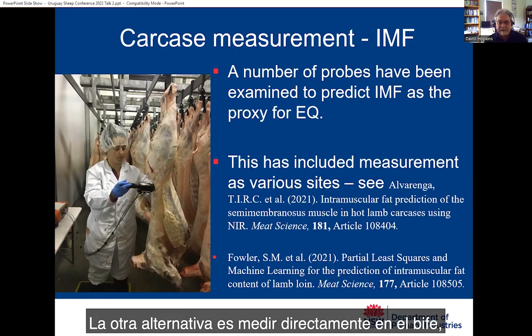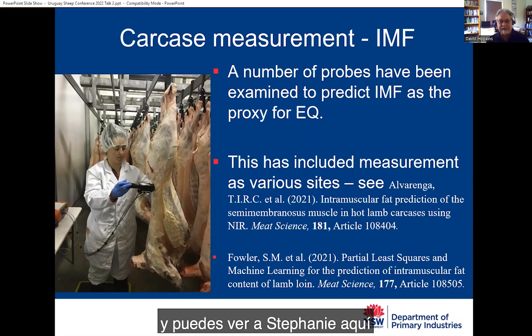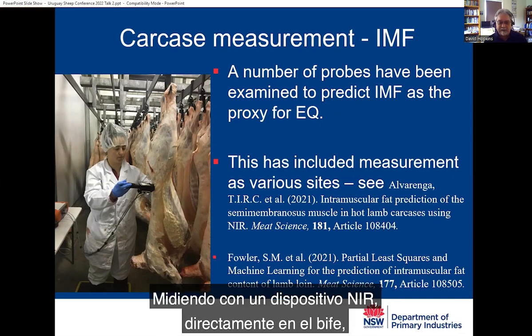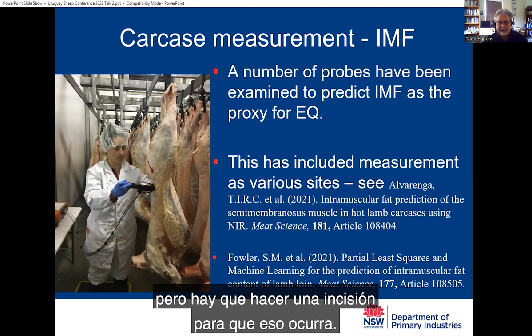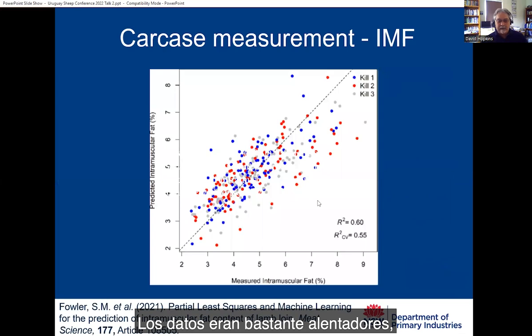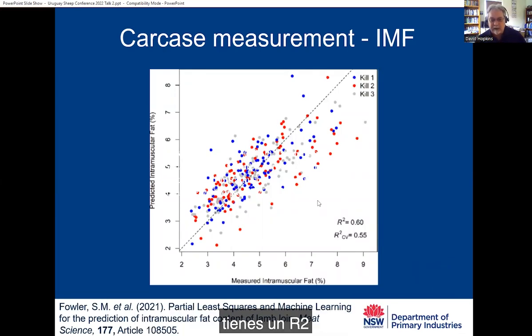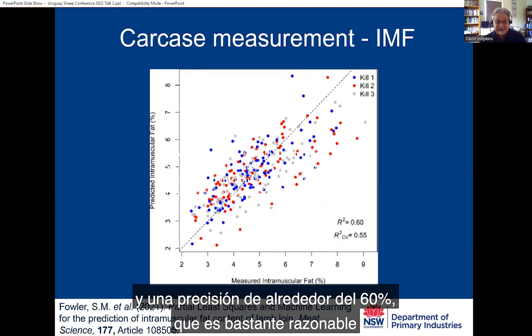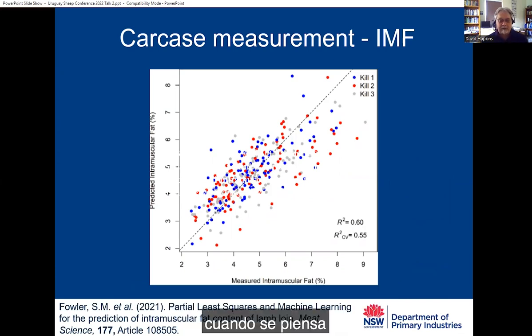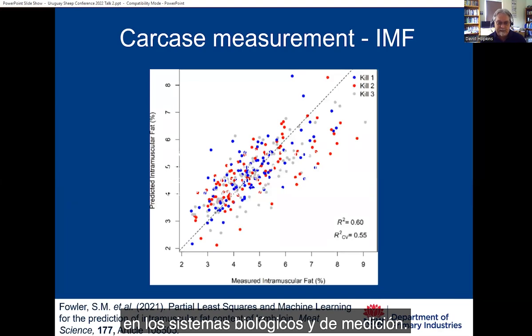The other alternative is to measure directly onto the loin, and you can see Stephanie here measuring with a NIR device directly into the loin, but you have to make an incision for that to occur. Now, the data is actually quite encouraging. You've got an R squared here, so an accuracy of about 60%, which is quite reasonable when you think about biological systems and measurement systems. There's obviously differences in the kills here, but essentially it shows some real promise.